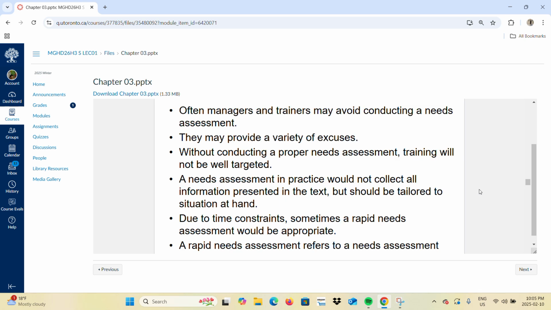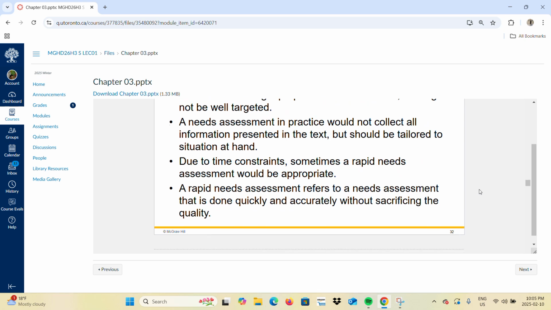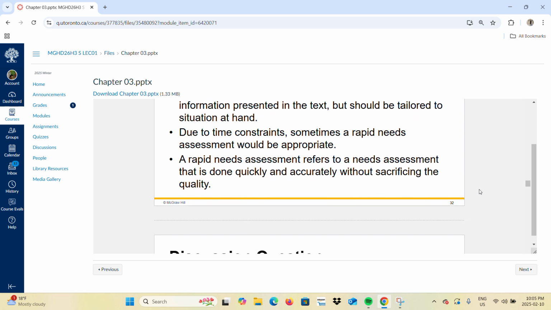Needs assessment in practice will not collect all information presented in the text, but should be tailored to the situation at hand. Due to time constraints, sometimes a rapid needs assessment would be appropriate. Rapid needs assessment refers to a needs assessment that is done quickly and accurately without sacrificing quality.